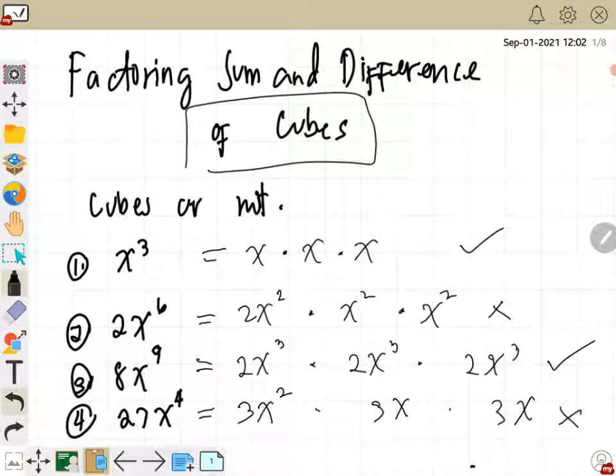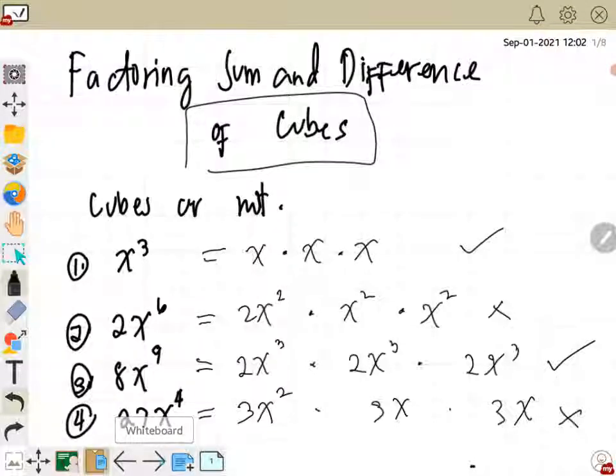So for any cubic expression, if it's a monomial, one term, and you can express it as a product of 3 the same factors, that is a cube. If not, then that is not a cube.